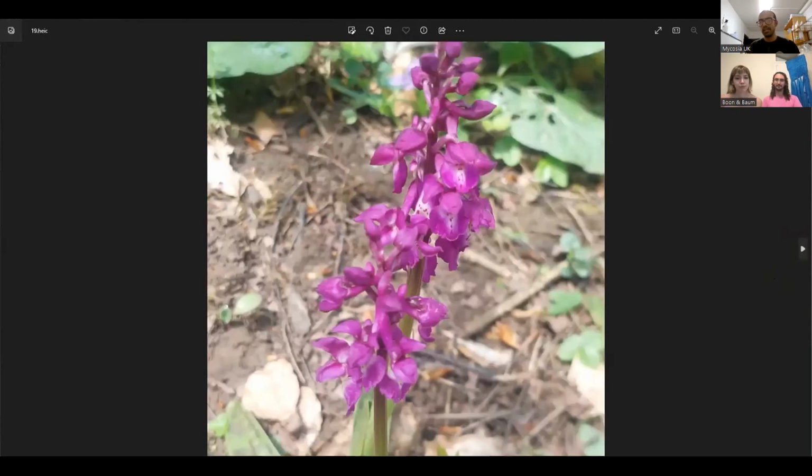Orchids. So orchids are really amazing. These plants rely solely on fungi to live, and sometimes for their seeds to germinate.